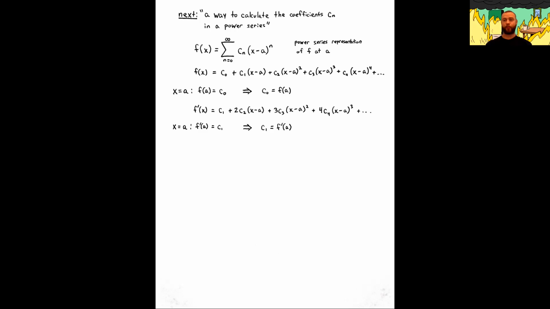So at this point, great, we have 2 coefficients out of an infinite amount of them. Now, we're not going to do this an infinite amount of times, but we'll go through a few more steps just to see a pattern that's going to emerge.